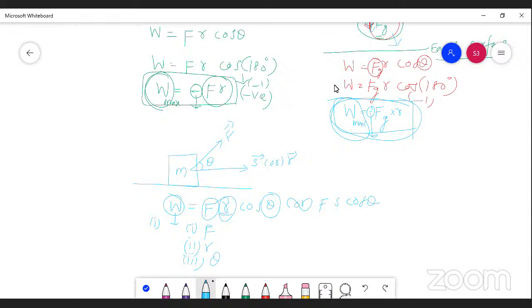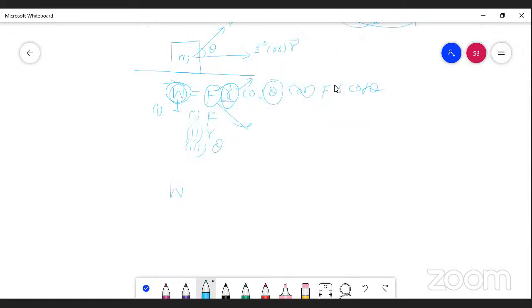See, if displacement is there but force is 0, what happens to the work done by the force? W is equal to F S cos theta, so in the absence of force, the work done by the force is 0. Because there is no force acting on your body, the work done by the force is 0.